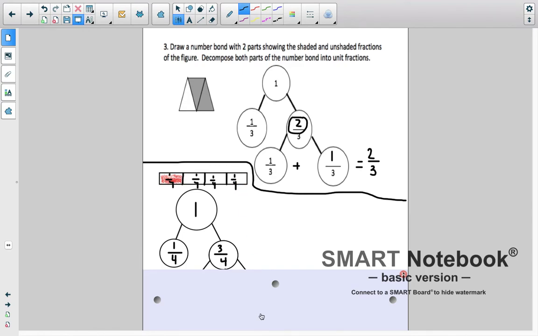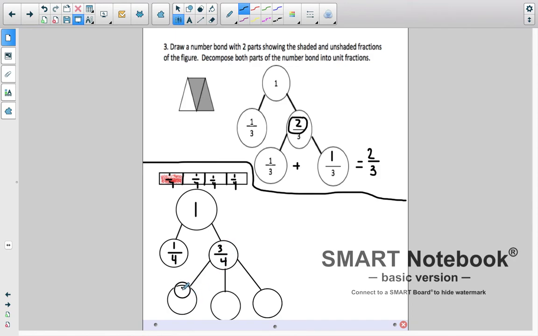Each little piece. So if we look here, we have our unit fraction right here, 1/4, and 3/4. If we broke it apart, it would be 1/4 and 1/4 and 1/4, 3 times, because this is 3/4. 1/4 plus 1/4 plus 1/4 equals 3/4. Because remember, the bottom number stays the same when we add fractions, and we just add the top number. 1 plus 1 plus 1 equals 3, and that gives us our fraction.